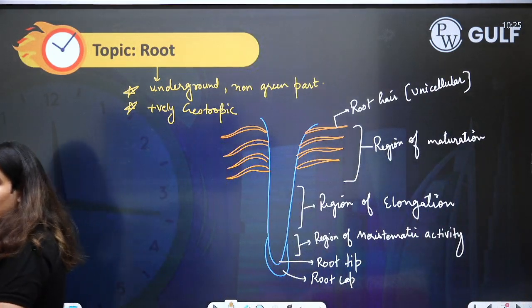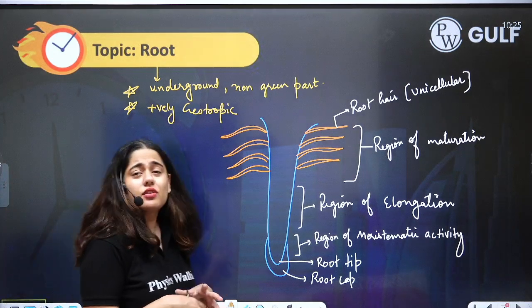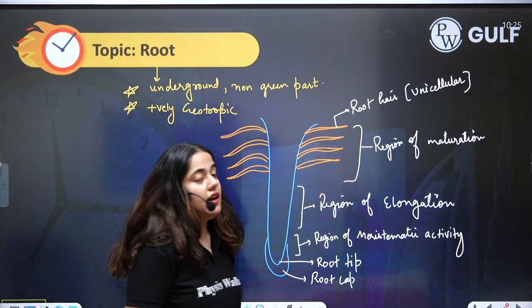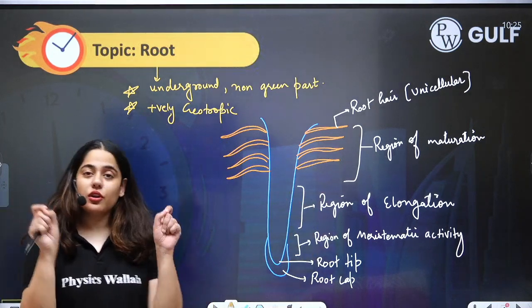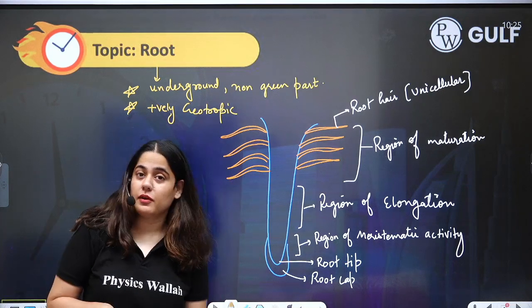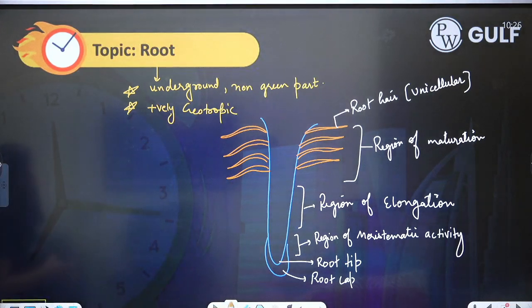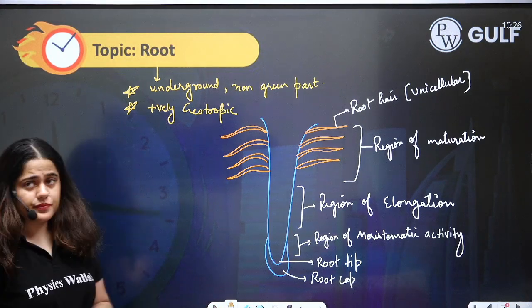Here cells are not dividing, they have become permanent, they have become mature. Now only root hairs are forming from the outermost layer of the root, which is the epidermis. So these root hairs are developing from the outermost layer of the root. So these are the three regions of the root, right?